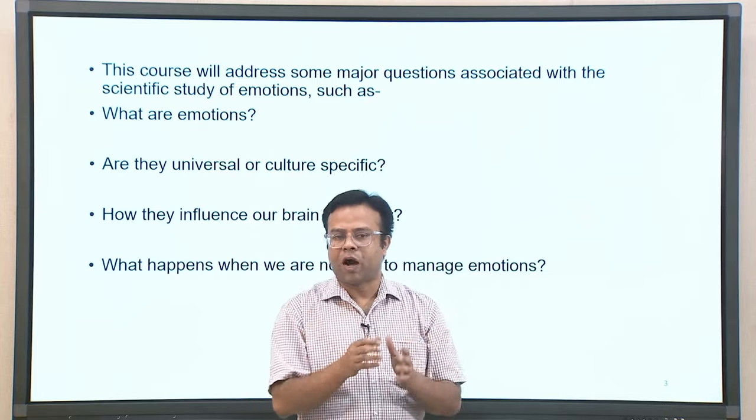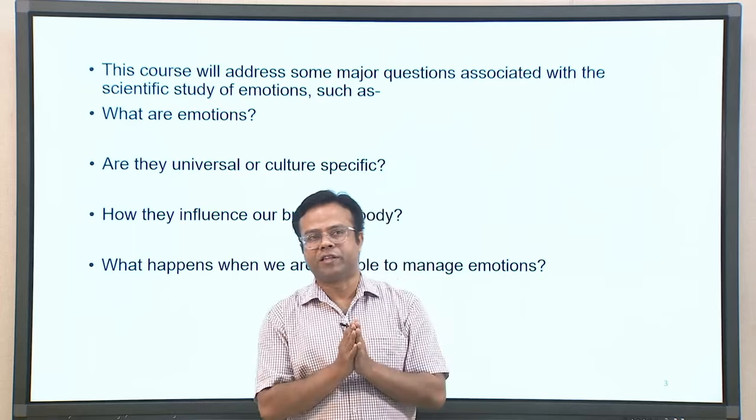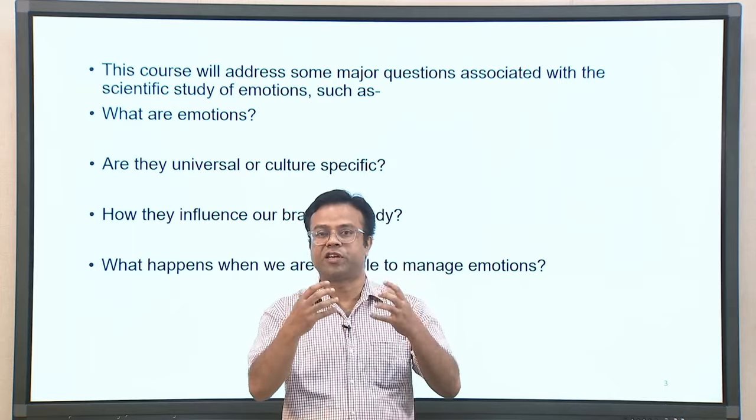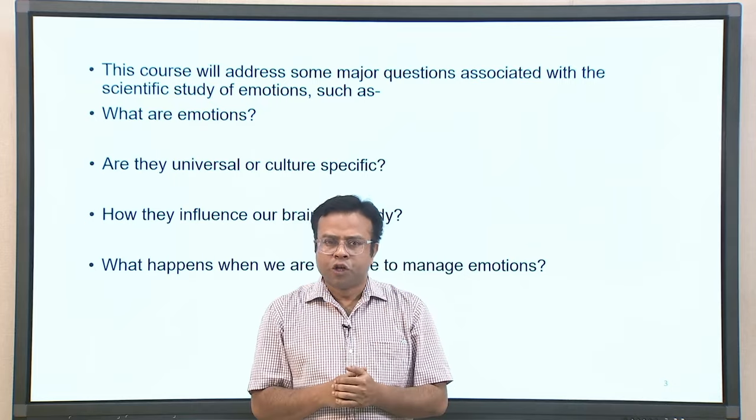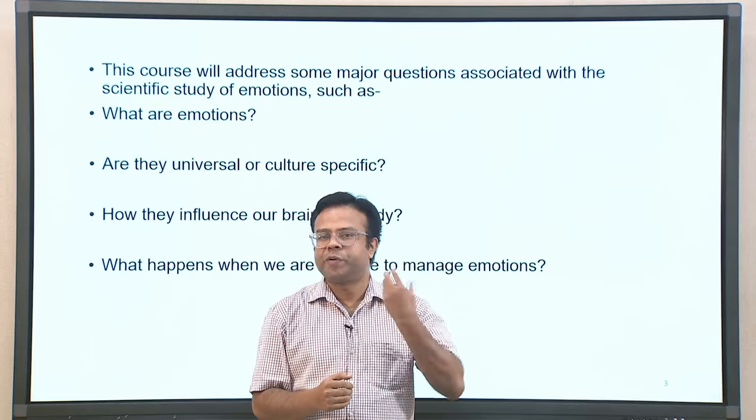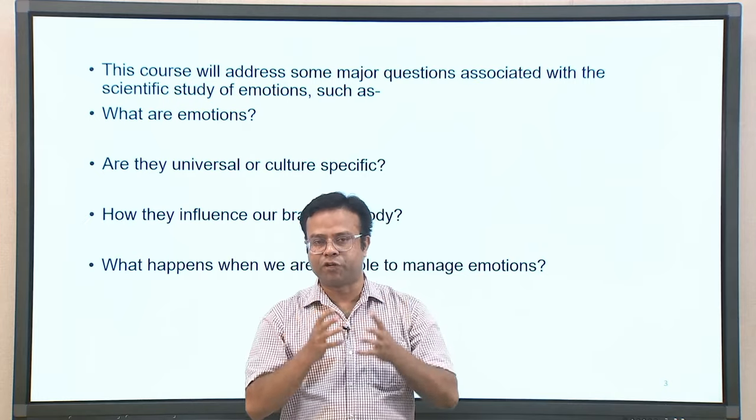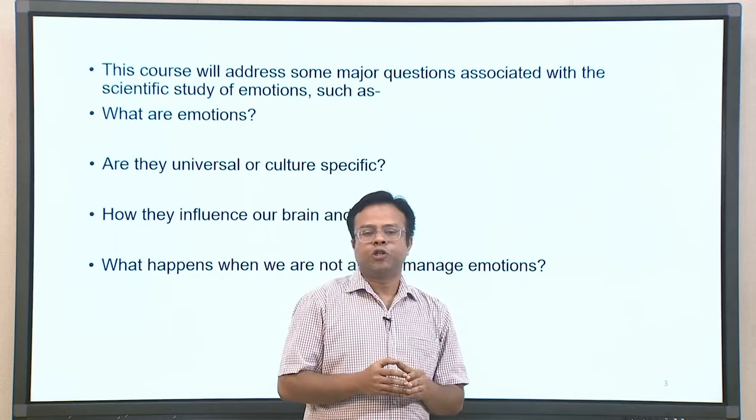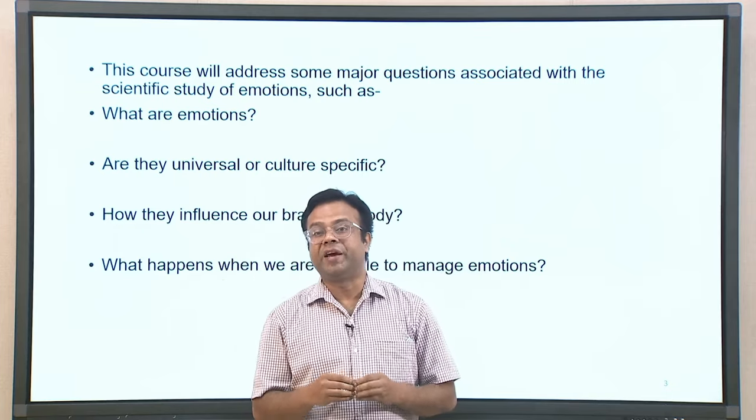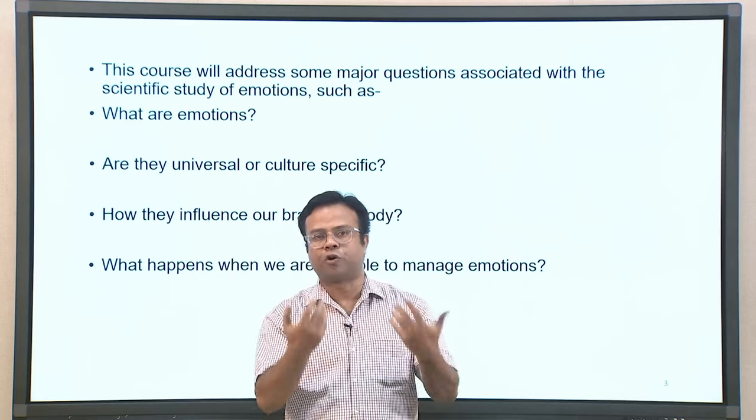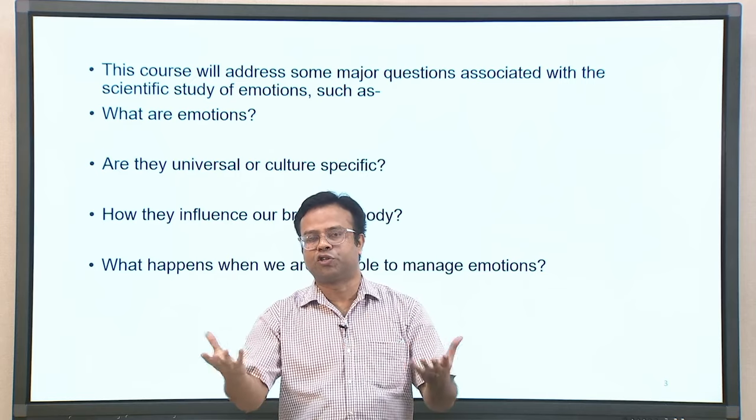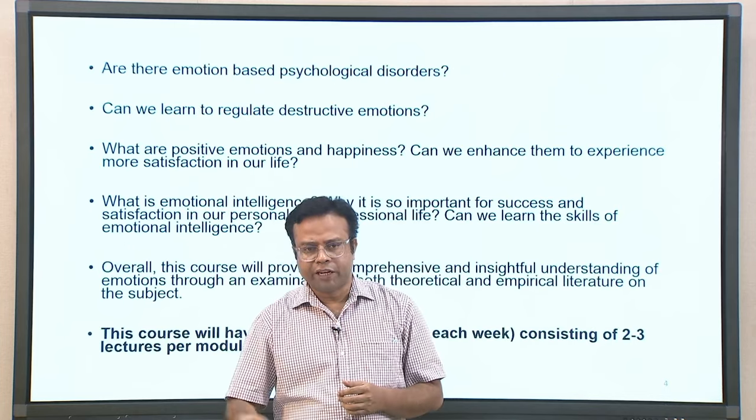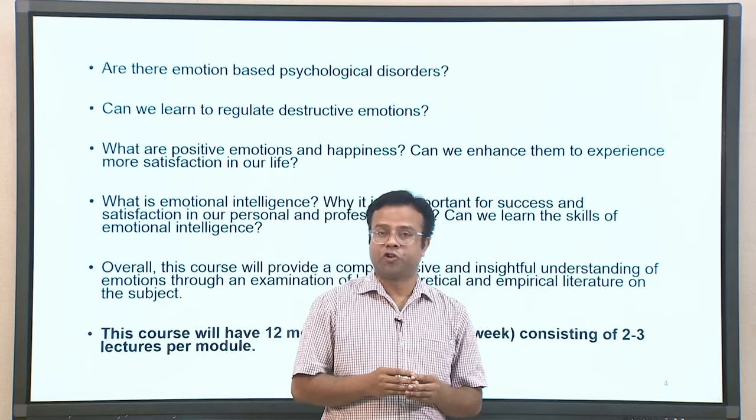Next, we will also talk about how emotion influences our brain and body. That is the physiological part of emotions. Every emotion is associated with certain physiological changes in the body. So, in that context, we will talk about when we experience emotion, how it influences your brain, and how it influences your body in terms of chemical changes and so on. We will also talk about what happens when we are not able to manage emotions. What are the consequences of dysregulation, and how can it lead to different outcomes? Then we will talk about whether there are emotion-based psychological disorders.